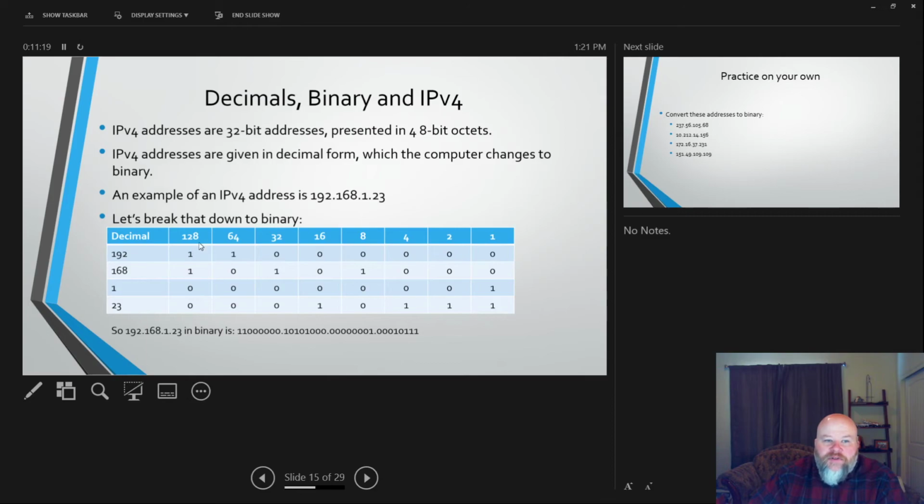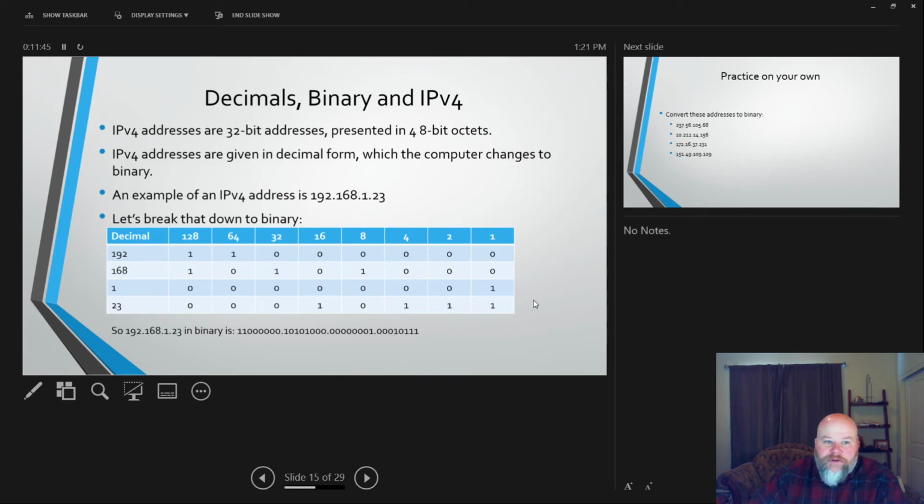23. Can we subtract 128 from 23? No. 64 from 23? No. 32 from 23? No. 16 from 23? Yes. Turn it on. We have 7 left. 8 from 7? No. Turn it off. 4 from 7? Yes. Turn it on. Remainder of 3. 2 from 3? Yes. Turn it on. Remainder of 1. 1 from 1? Yes. Turn it on.